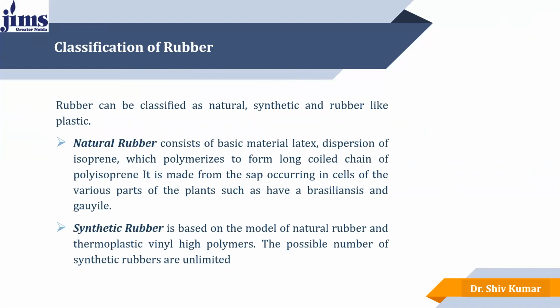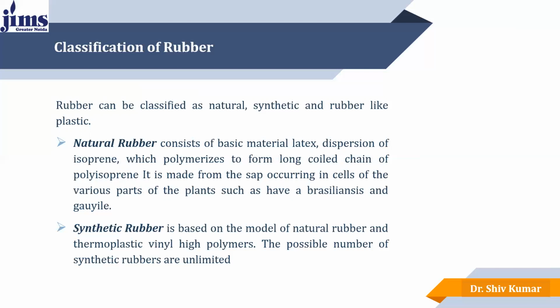Next is the classification of rubber. The rubber may be classified into natural rubber, synthetic rubber, and rubber-like plastic. In that series, the first one is natural rubber. The natural rubber is obtained from plants like Hevea brasiliensis and Guayule. The latex, or the milk, produced by these plants is collected and then processed to make the final product, which is known as rubber.